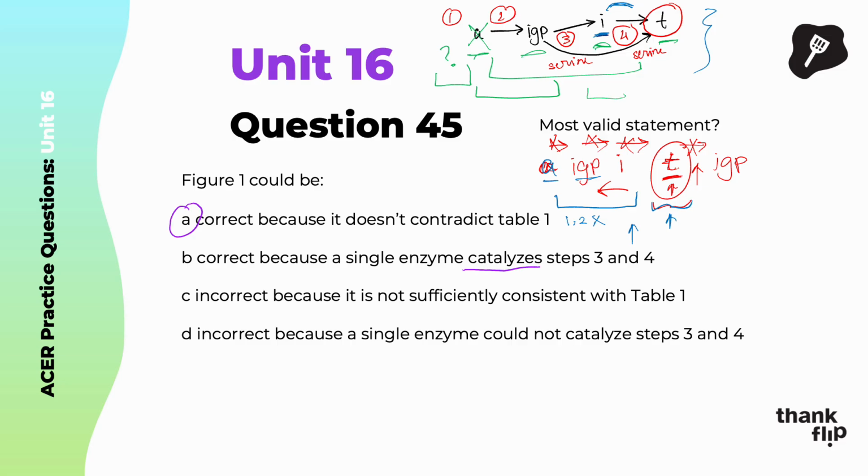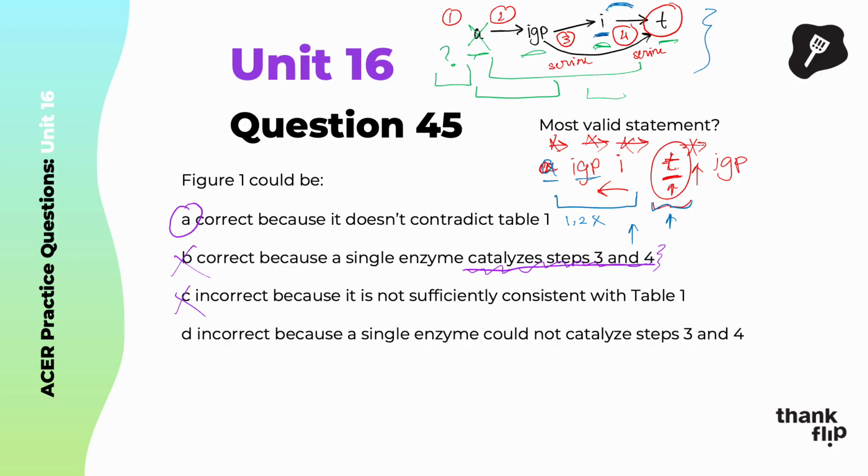This reasoning here, it could be correct because a single enzyme catalyzes steps 3 and 4. We're not given any information about a common catalyst in our information. So technically, this doesn't tell us anything, because we're not told that this has to be true. So we can eliminate this.